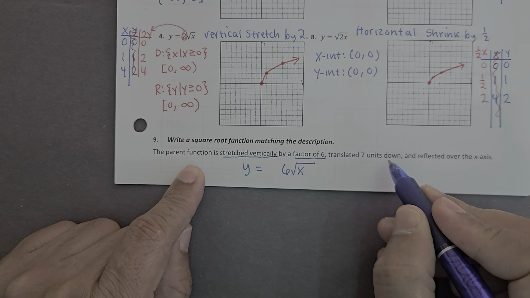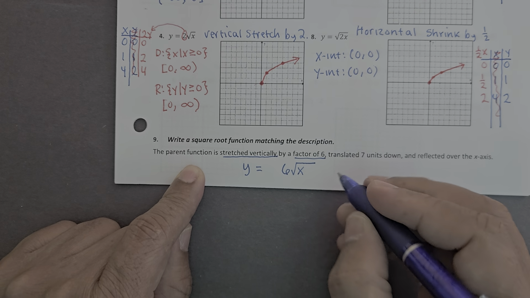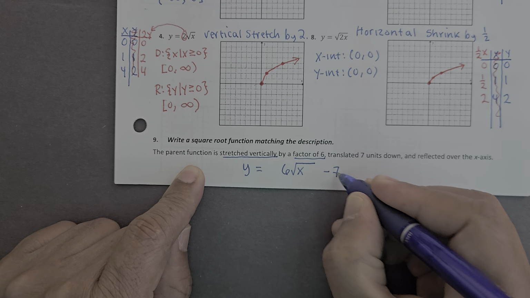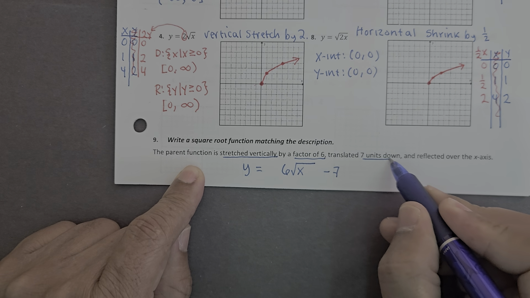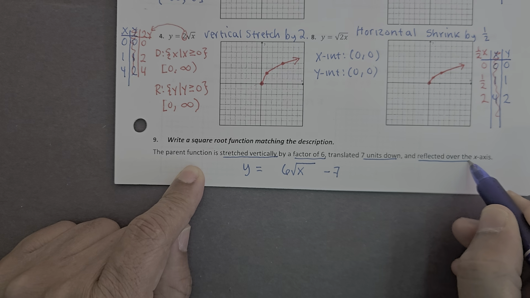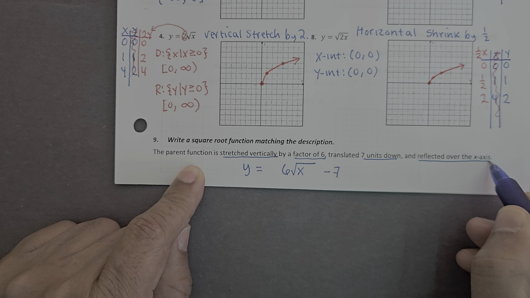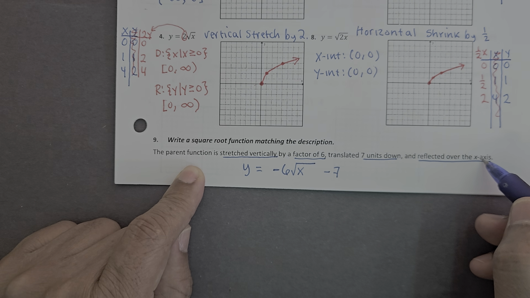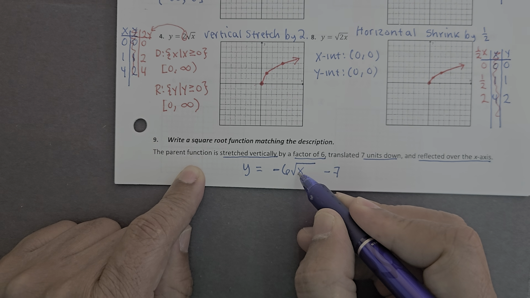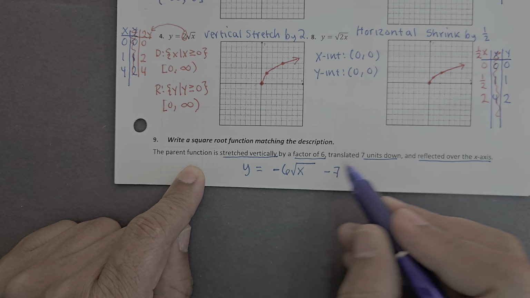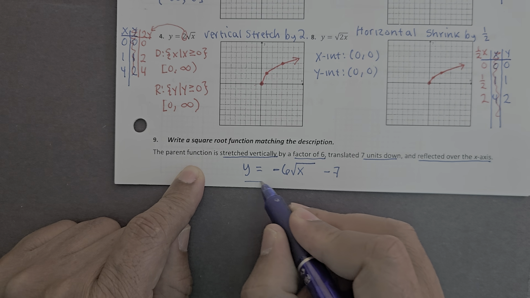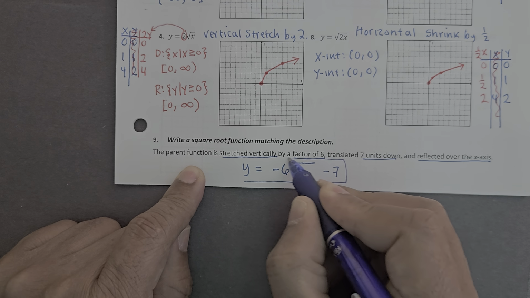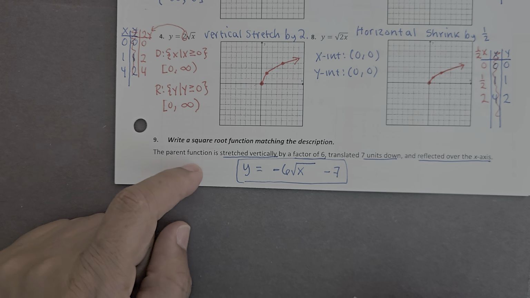So translated 7 units down, that happens outside of the square root, so that means minus 7. And then it says reflected over the x-axis. So that means there's a negative in front of the 6. But if this said reflected over the y-axis, then the x will have a negative inside of it. Okay, so there is no left or right, so that means this is the equation for this problem. And we are done with this lesson.